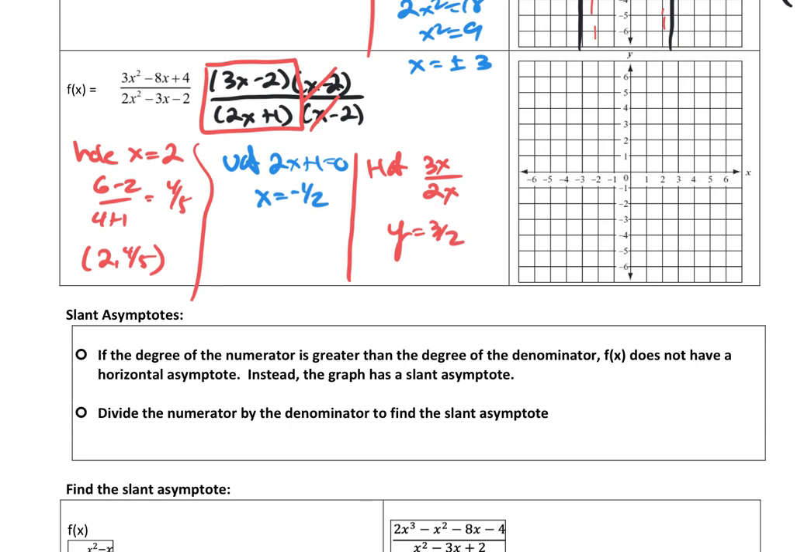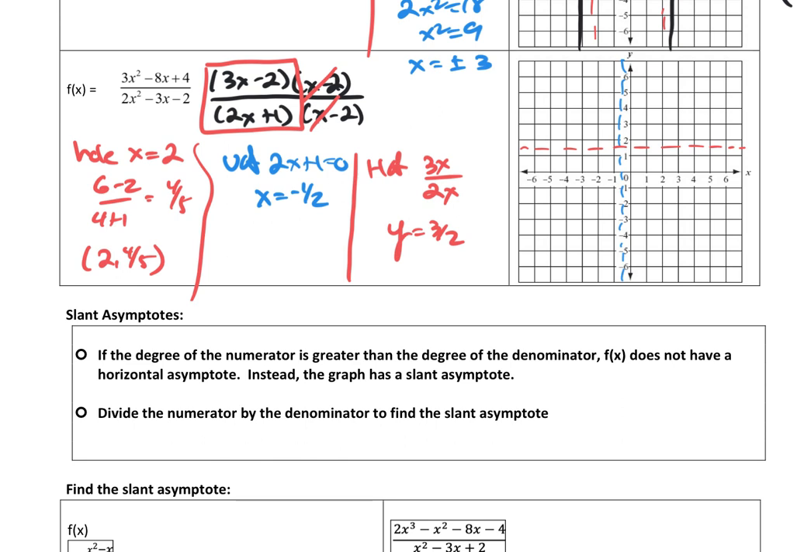All right, I'm going to go ahead and sketch what we have at the moment. So we have a vertical asymptote at x = -1/2. We're going to do our best to just sketch it in here. And then we have a horizontal asymptote at y = 3/2, or 1.5. Okay, we're going to bring our hole in a little bit later, but for right now what we need to do is find some intercepts.